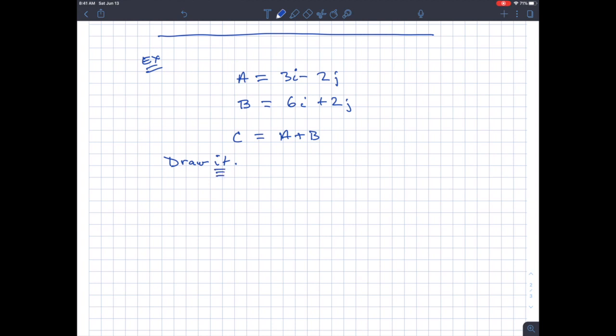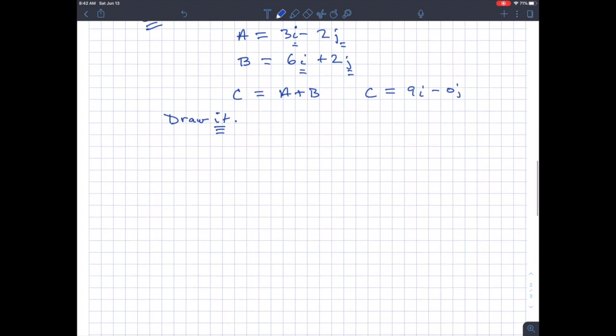All right, so I think we know that what you do is you add up the components. You add up the components in the i direction, and you add up components in the j direction. So i is going to be 3 plus 6, which would be 9i, and then the j components, minus 2 plus 2, gives me 0j. Okay, so the resultant vector is 9i. Okay, so I'm going to draw that.